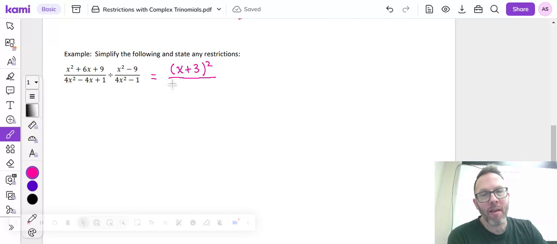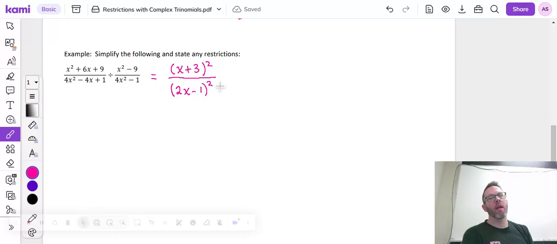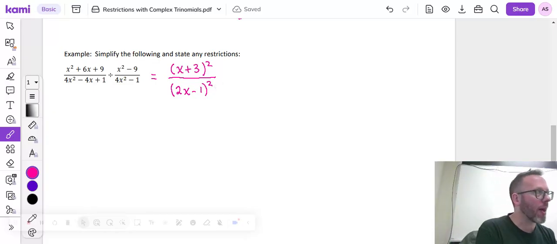That is a perfect square trinomial. We've done enough of these, so I think we'll just go right to the factored form: 2x minus 1 squared. If you want to go in the margin and do that by the Australian method, you get the same answer.